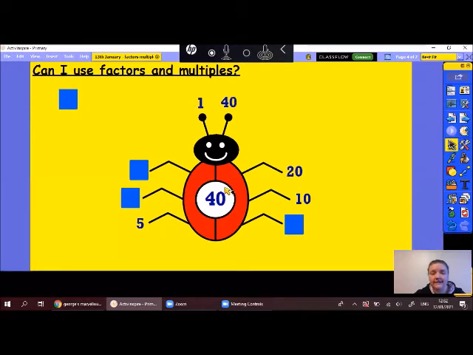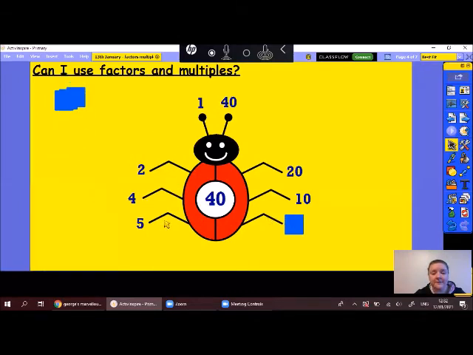1 times 40 makes 40. So let's have a look at this one. How many 20s make 40? 20 times what makes 40? It's 2. 2 20s or double 20. Let's have a look at the next pair of legs. We have 10 and something. So how many 10s make 40? Well, it's 4.